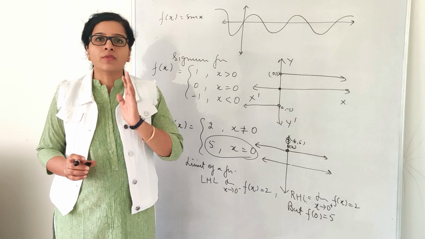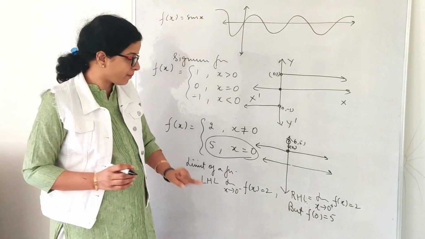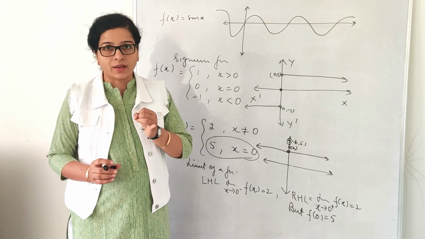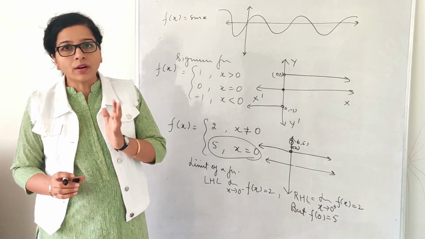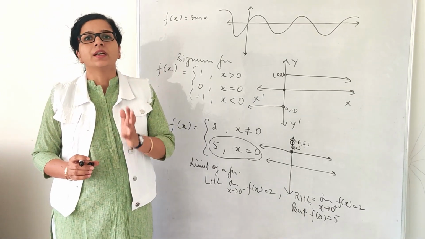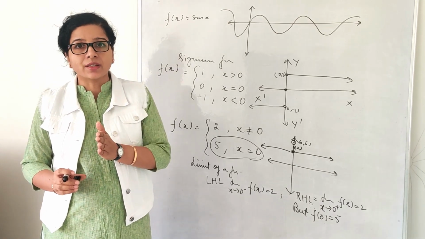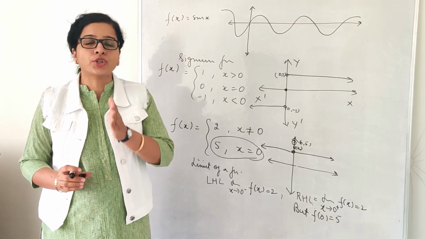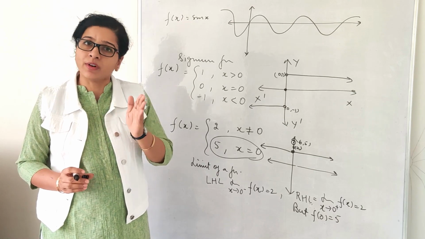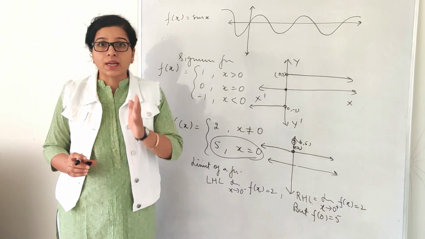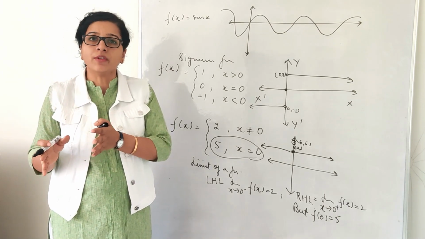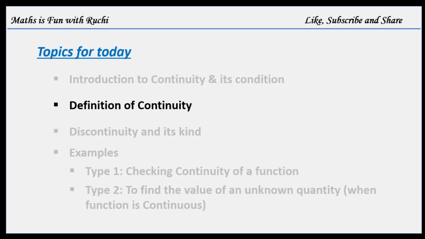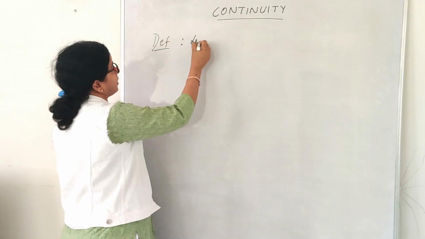For the continuity of a function, we require the left hand limit, right hand limit and the value of the function to be equal. Or precisely, the limit should exist as well as the value of the function should be equal to the limit of the function. What do you mean by the limit exists? It means the left hand limit of a function should be equal to the right hand limit of the function.